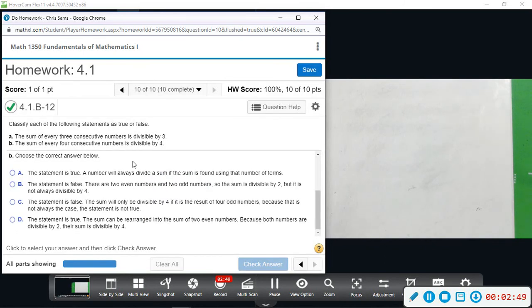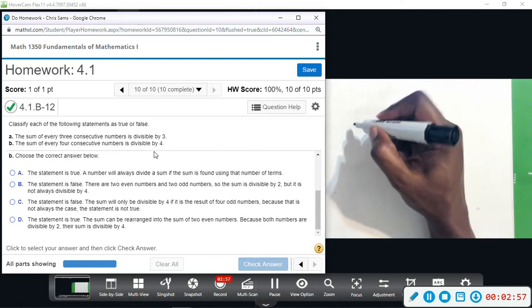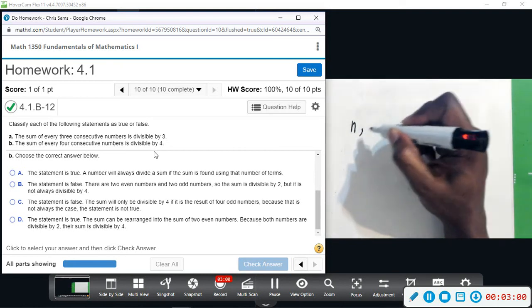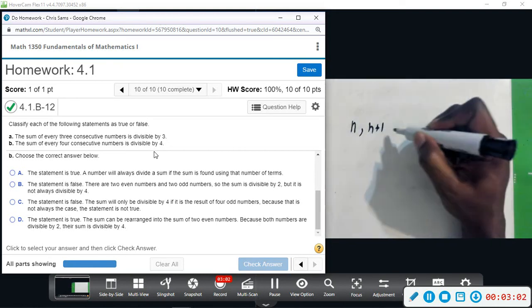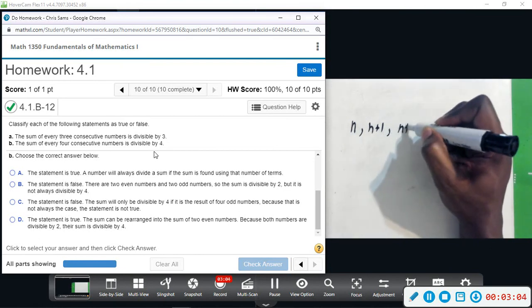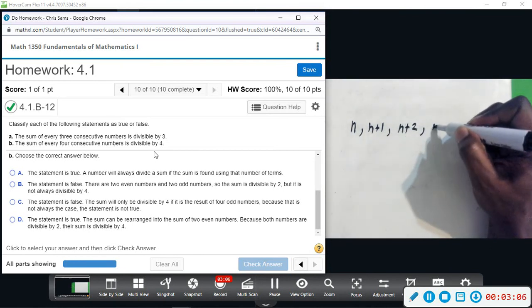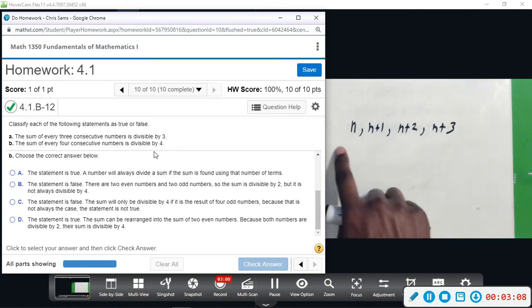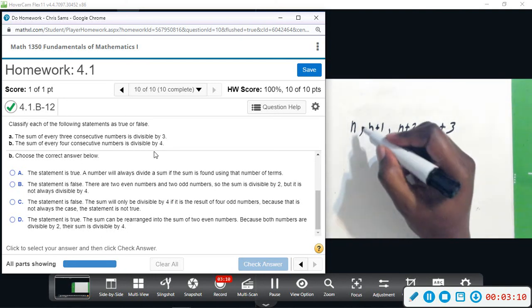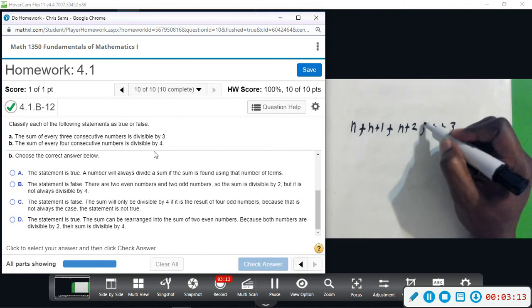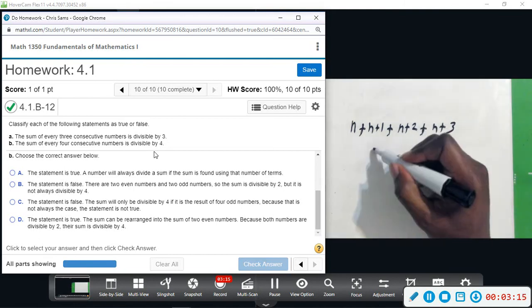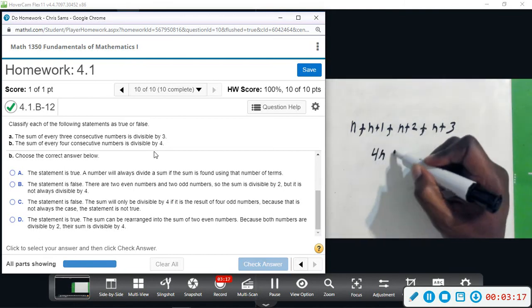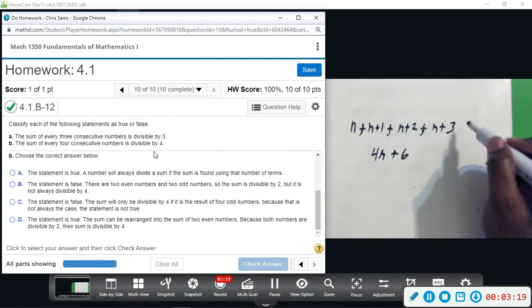And then B says the sum of every 4 consecutive numbers is divisible by 4. So we can do the same thing. We can say n is the first number, n plus 1 second number, n plus 2 third, n plus 3 is the fourth. So if we were to add all of these guys up, we would get 4n plus 6. 1, 2, and 3 is 6.